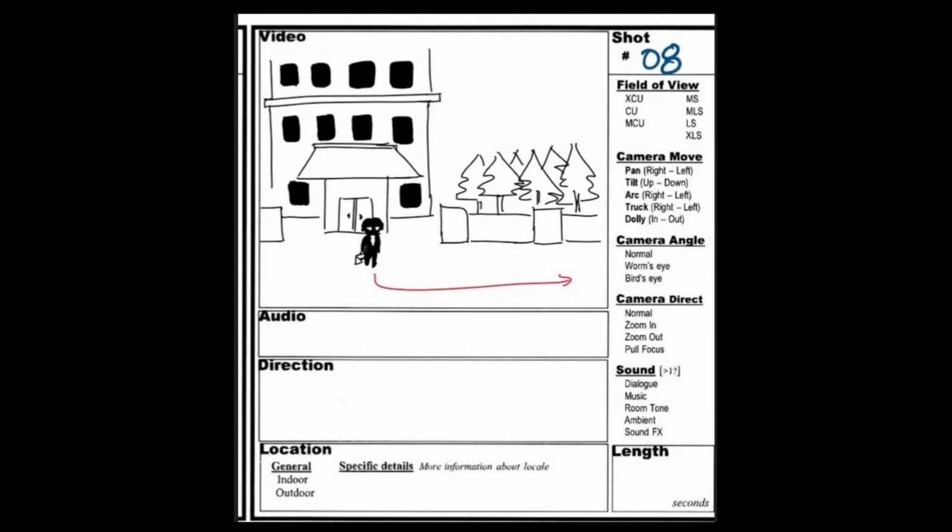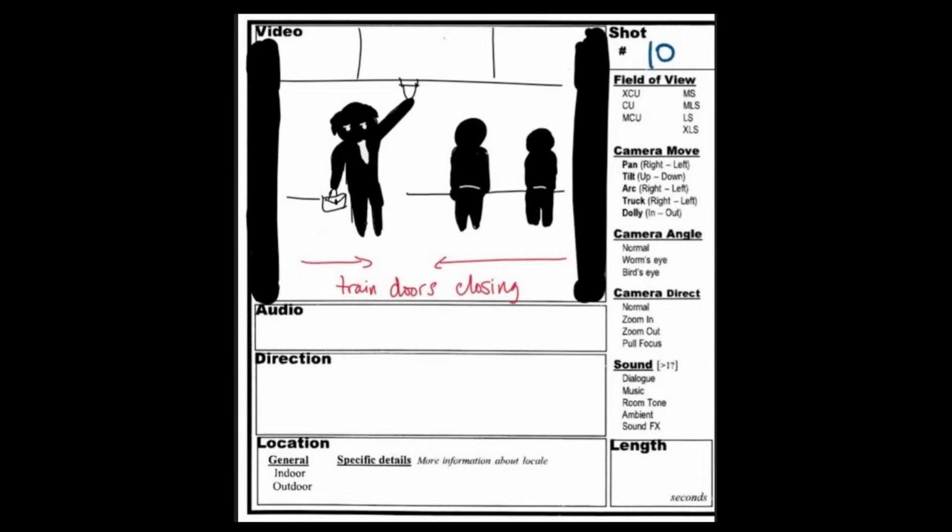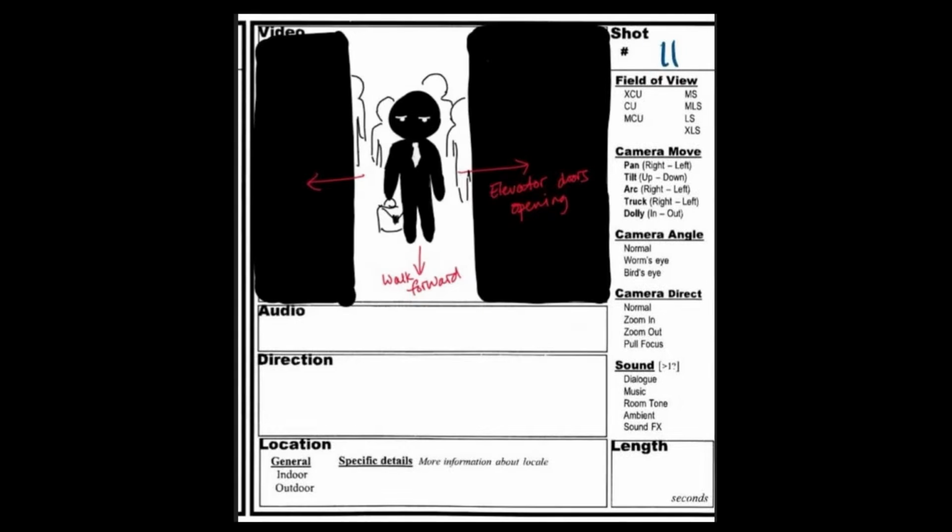So he's going to walk out of his apartment building, walk towards the right of the screen, past some trees, and walk up the stairs of a train station as the train is arriving. The next shot is going to cut to him inside the train as the doors close, and this is going to transition into the doors opening and him walking out of an elevator at his workplace.